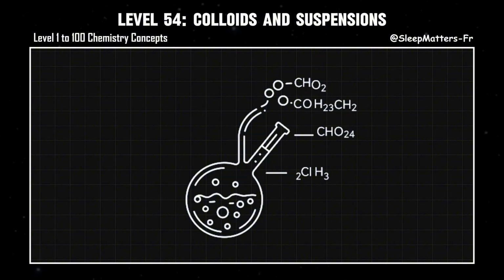Muddy water is a suspension. Shake it, and the dirt spreads out, but leave it, and the dirt settles at the bottom. Orange juice with pulp is a suspension. You need to shake it because the pulp settles. Colloids and suspensions are the world's way of showing you that not everything can mix perfectly. Some things cling together, forming tiny clusters. Some things refuse to blend and wait for a chance to separate, but both are a reminder that mixing is not always about disappearing. Sometimes it is about floating, holding, and waiting.